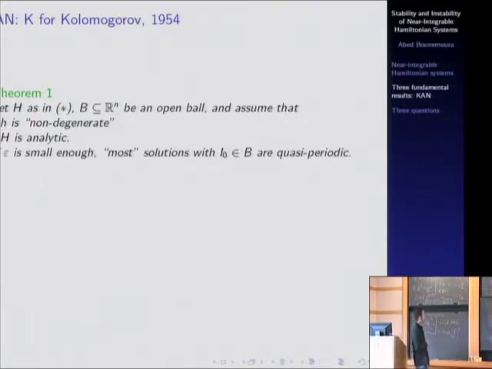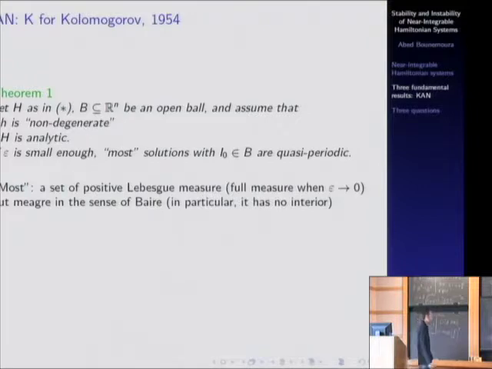Then the outcome is, if epsilon is small enough, epsilon being the size of the perturbation, then most solutions in this ball, with initial action in this ball, are quasi-periodic, like in the integrable system. So I have to say what most is. Most is basically this: something which is large in the sense of measure, but small in the sense of topology. So positive Lebesgue measure, but meager in the sense of Baire.